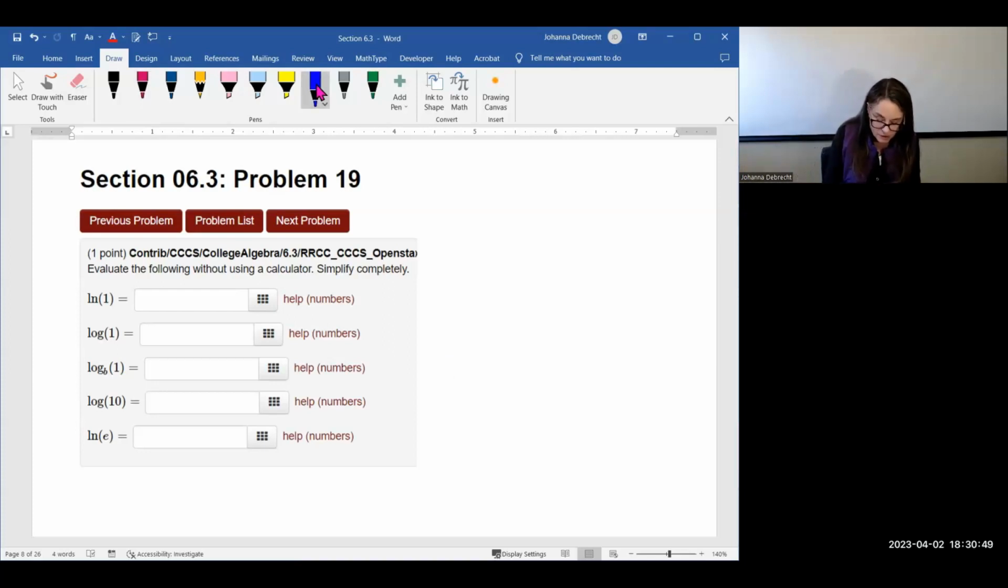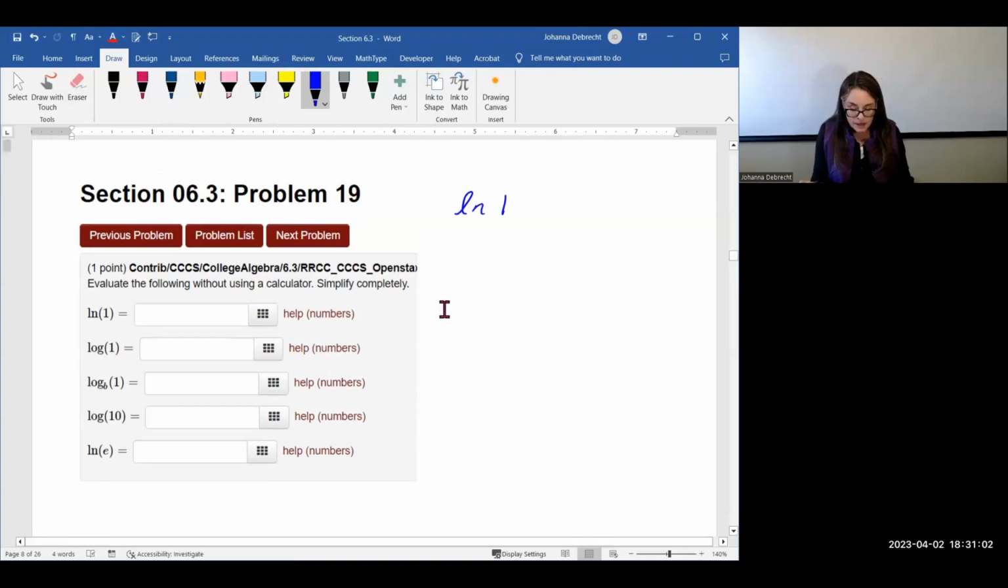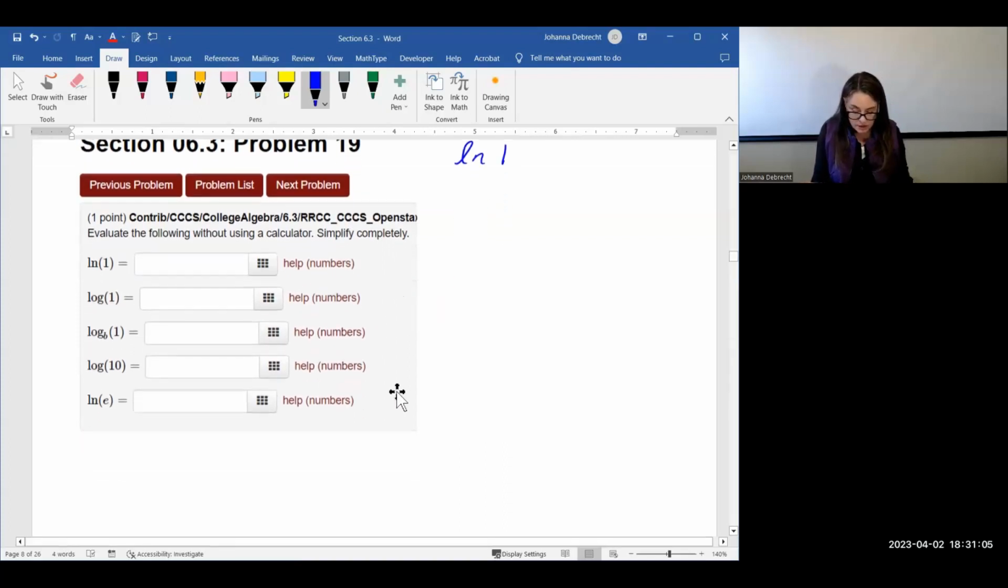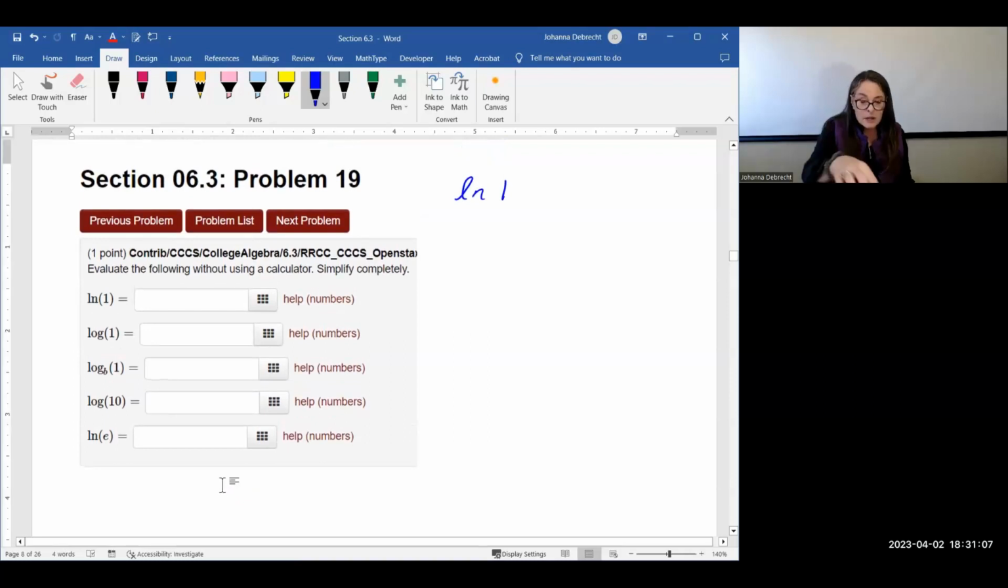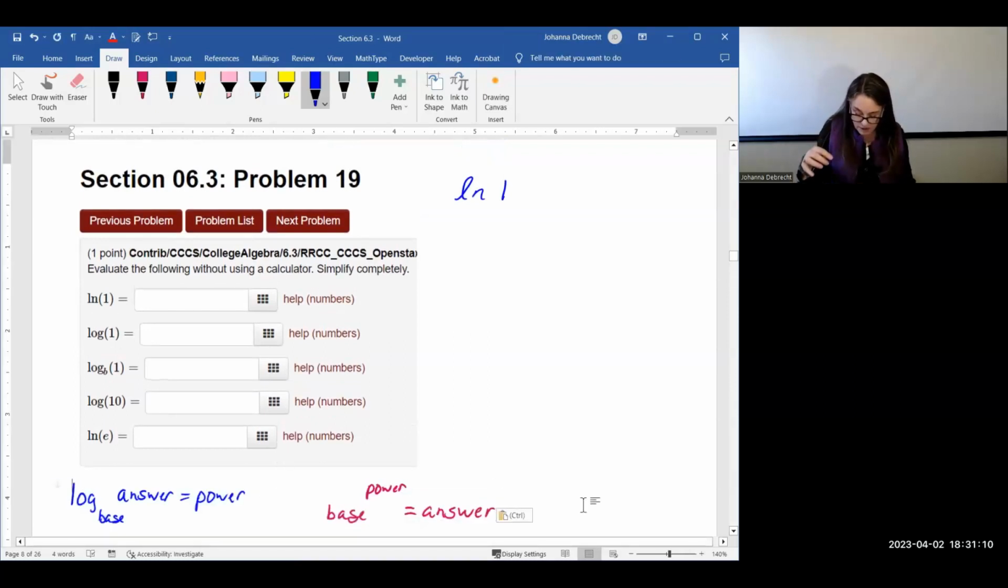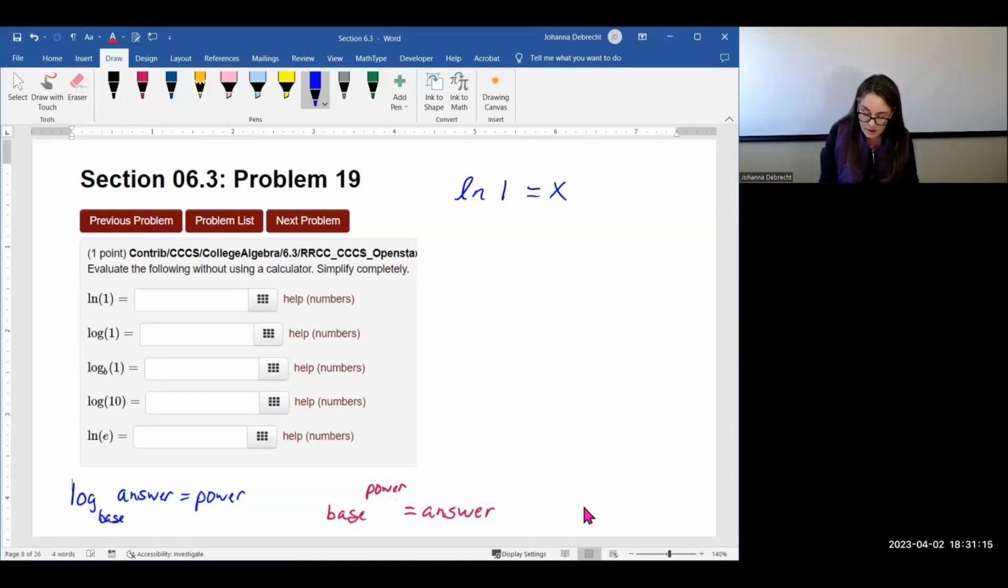So starting with the first one I have here, natural log of 1, evaluate it means find the power. I know the base is e. I know it equals a 1. I need that power on it. So I'm going to come up here. Well, actually, let me come down here. Let me add in our helpful part. So I'm just going to put equals x. Okay. The base to the power equals the answer. So this is the same thing as writing e to the x equals 1.